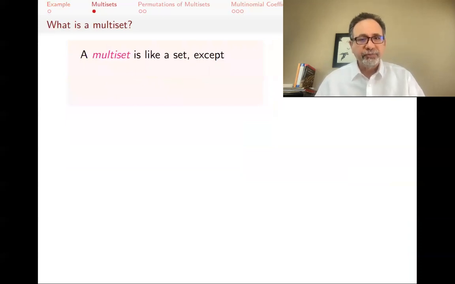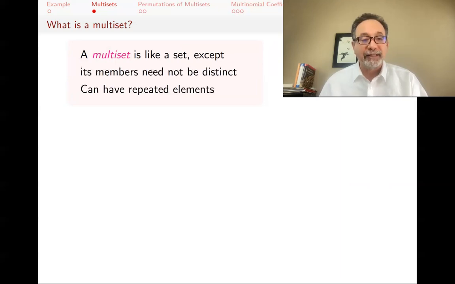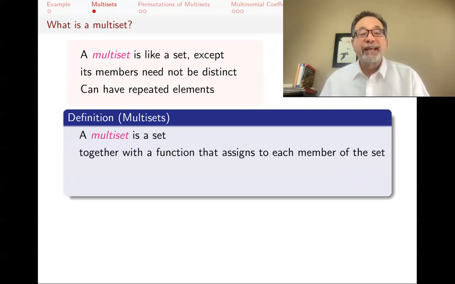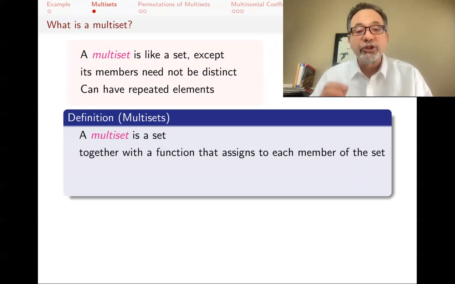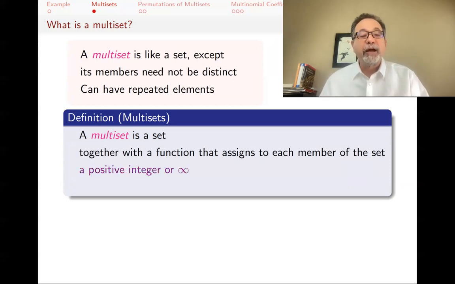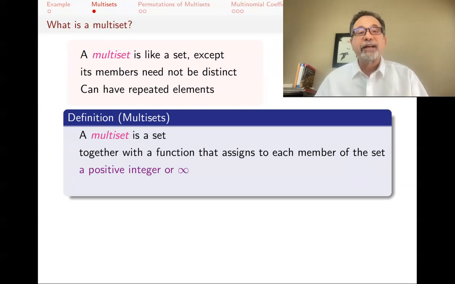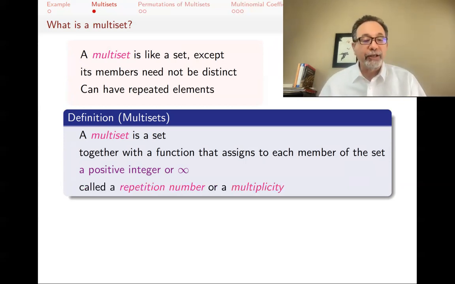So let's see. One thing I want to remind you of is what a multiset is. A multiset is like a set, except you allow repetition. So you allow members not to be distinct, and you can have repeated elements. A formal definition would be that a multiset is a set, but together with a function that assigns to each member of the set a number, a positive integer or an infinity. We allow infinity if we are allowing many copies, as many as you want, of a certain thing. So that's what a multiset is.